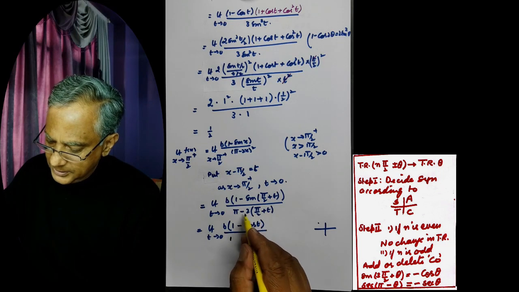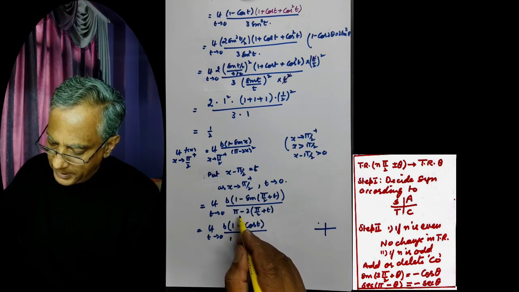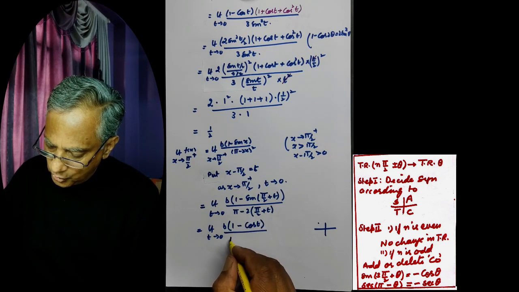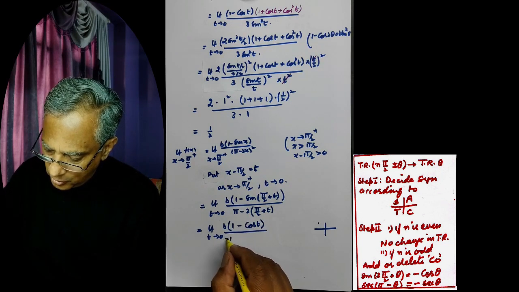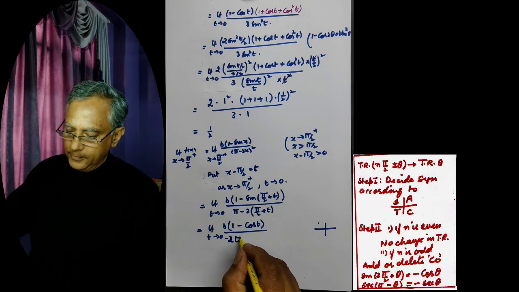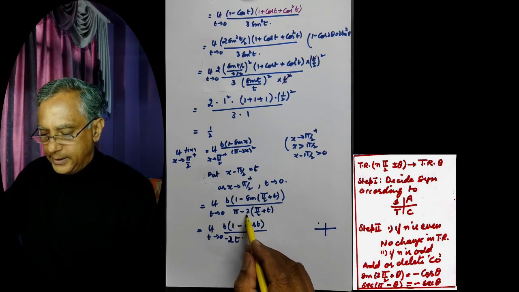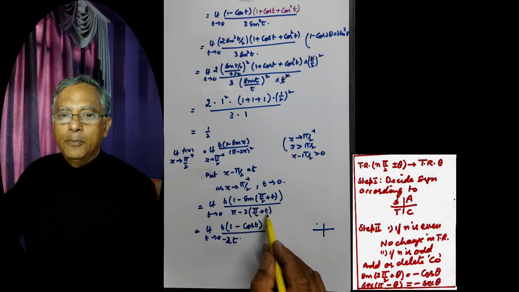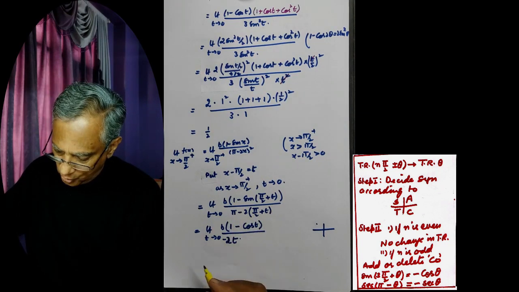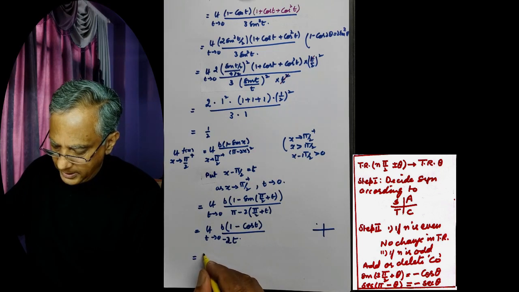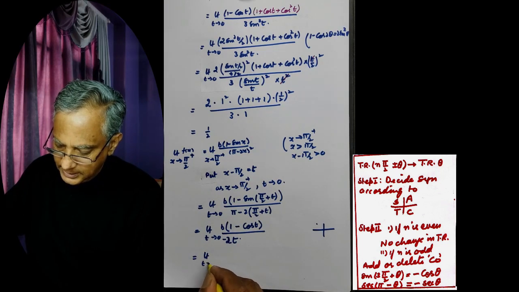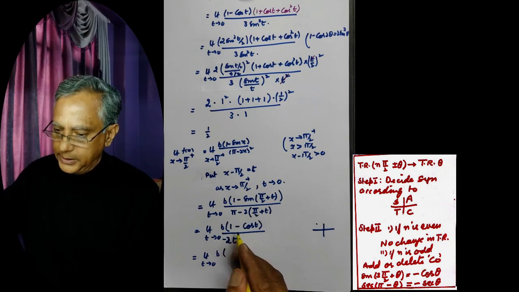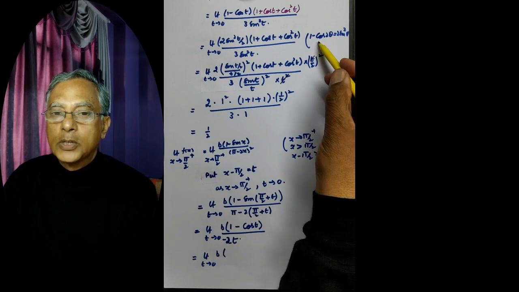This cancels. We will have pi. Pi cancels, and minus 2t will be left. So this will be minus 2t. This is minus 2 into this cancels with this, and we are left with minus 2t. So this is equal to limit t approaches 0 b into 1 minus cos t. 1 minus cos theta is 2 sine square theta by 2.